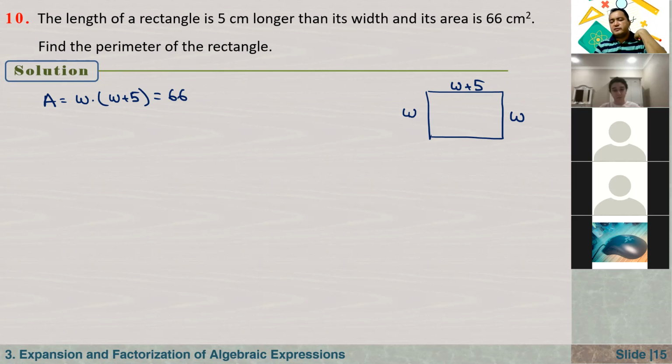Okay, to find the perimeter, we need to know the value of W. So now we already got the equation here. If you expand this, we get W squared plus 5W, and take the 66 to the left-hand side, minus 66 is equal to 0. Aya Nagizade, your turn. Can you tell me two numbers whose product is negative 66 and their sum is 5? What are those numbers?